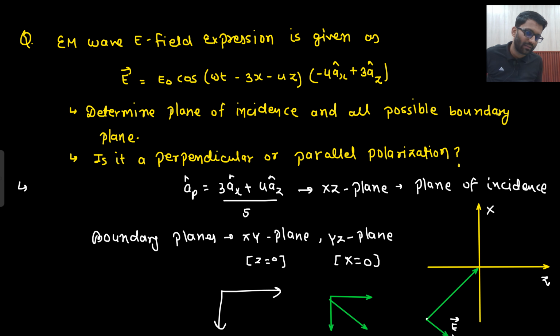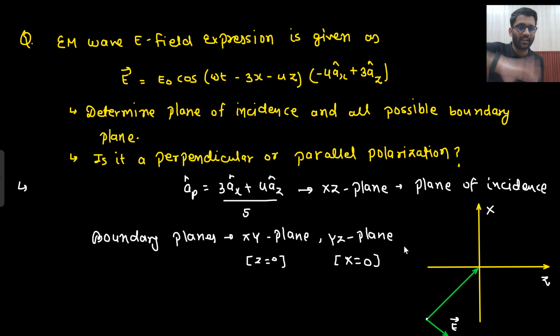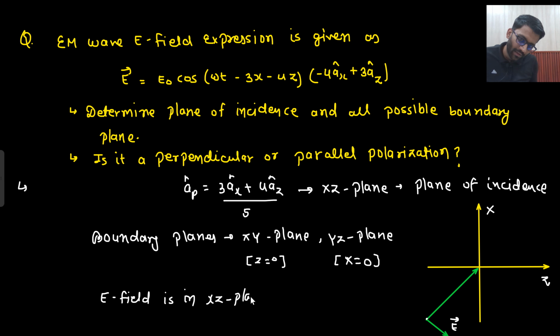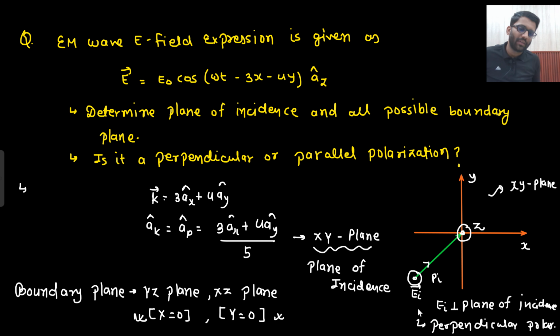Right? So which kind of polarization is that? Parallel polarization, because the electric field is in the same plane. The electric field is in the XZ plane, which is your plane of incidence. So that's why it is parallel polarization. The previous example was an example of perpendicular polarization.